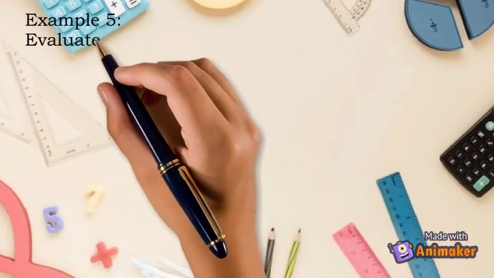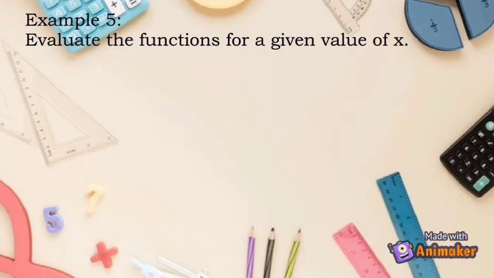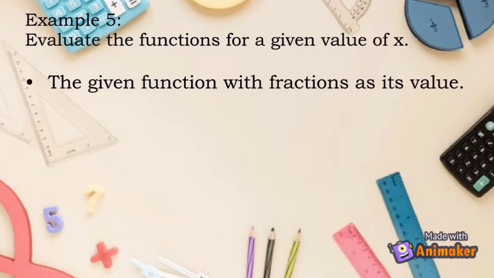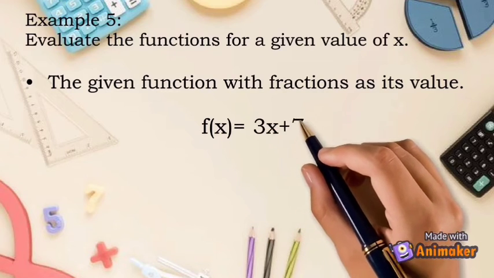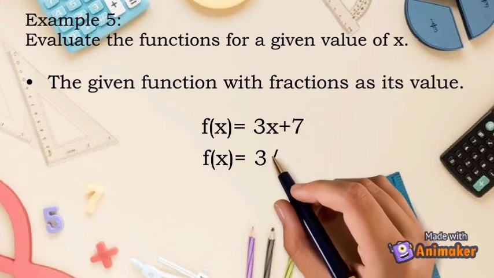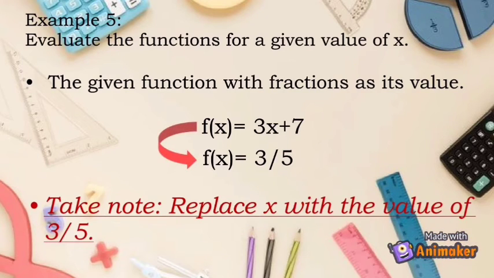Example 5. Evaluate the function for a given value of x. Now we will evaluate the given function with fractions as its value. We have f of x is equal to 3x minus 7, and for the value, x is equal to 3/5. Remember to replace x with 3/5.